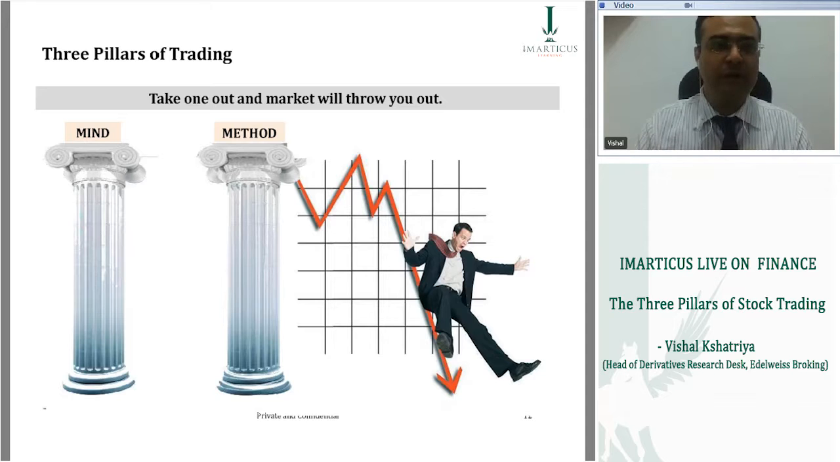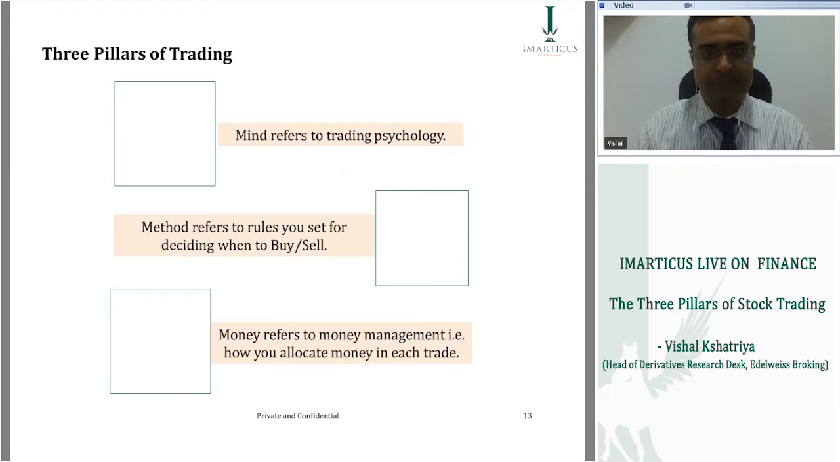You have to have discipline to follow what all these 3 pillars say about how to approach the market. So let us come to the individual ones. Mind refers to trading psychology. Method refers to the rules you set for deciding when to buy and when to sell.